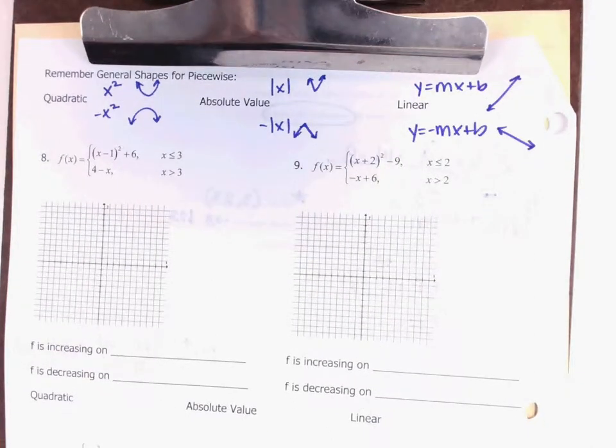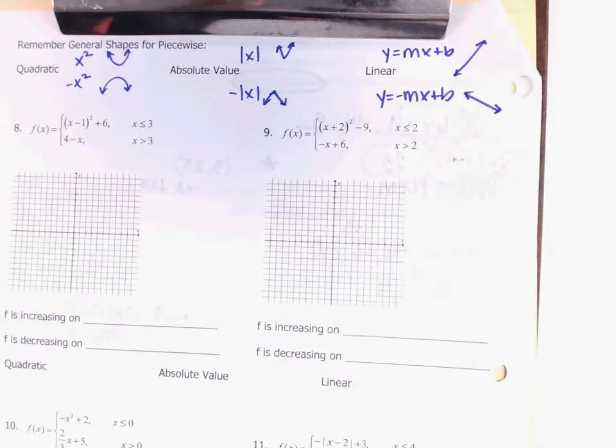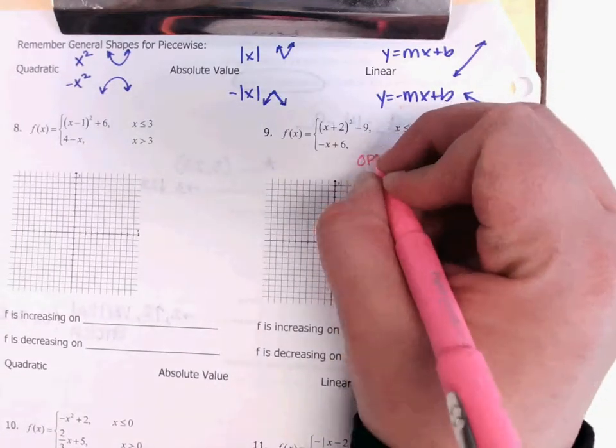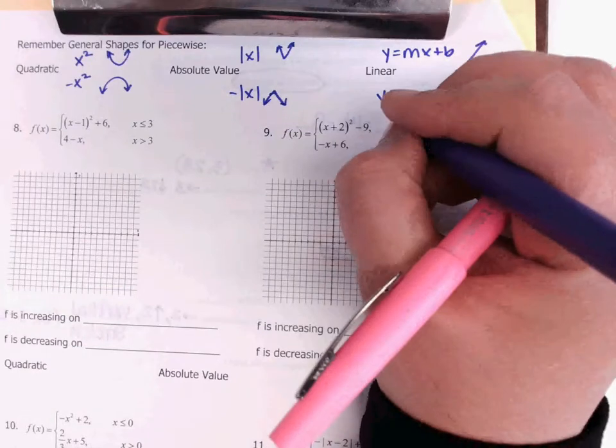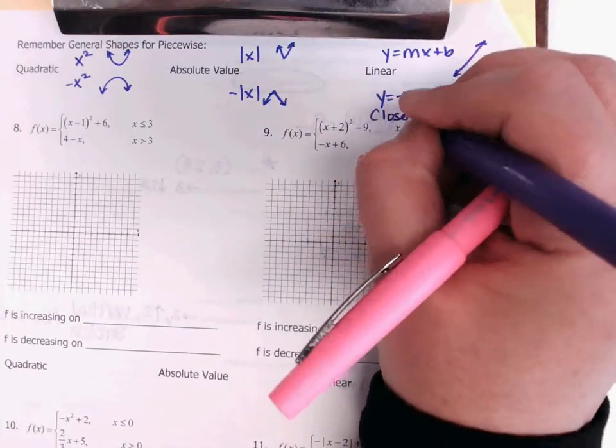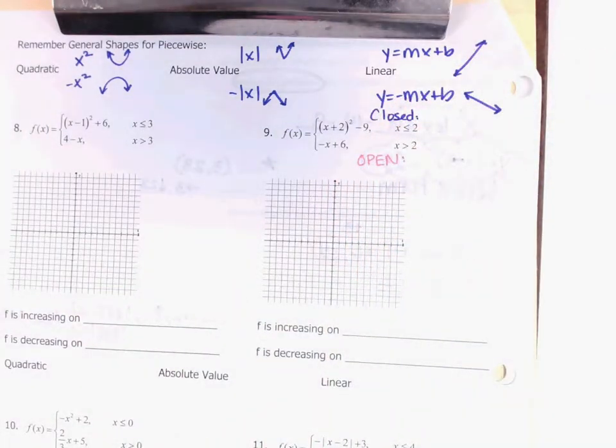Okay, look at number 9. First thing I'm going to do is identify which endpoint is open, which endpoint is closed. For number 9, which one is open? Top or bottom? Bottom is open, and the top is closed. Okay, how do we know that? Based on the little line, the equal to. Very good. So for my open, actually let's do closed first since it was on top.